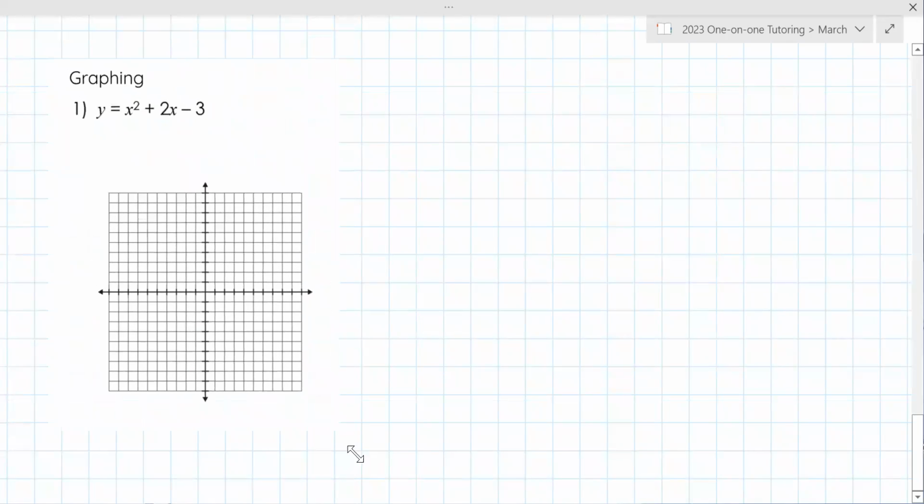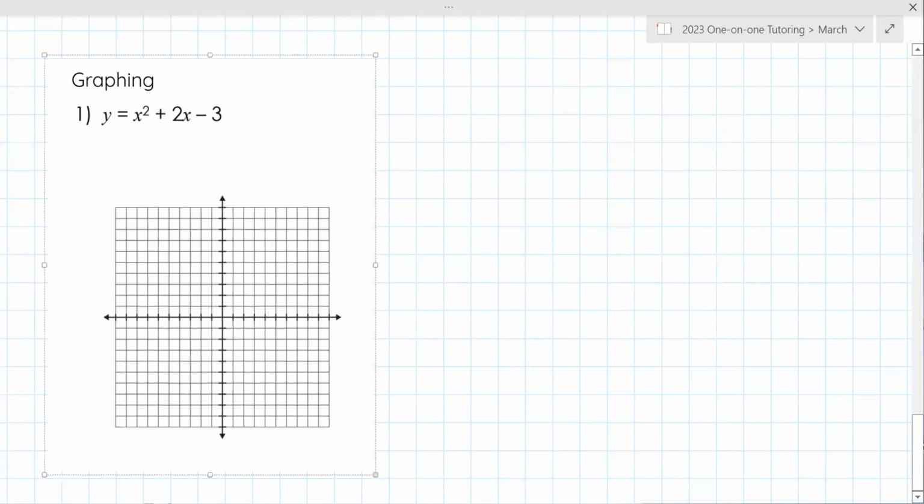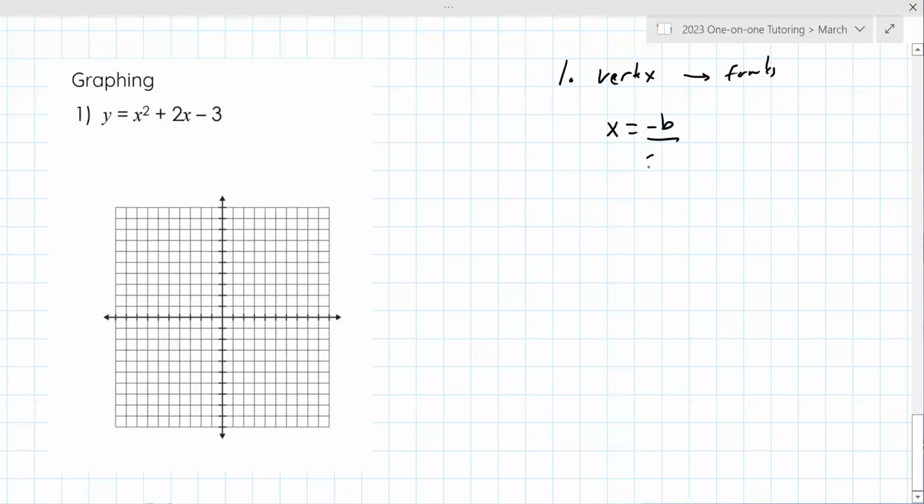There are a number of ways to graph. The main way to do it is to first determine the vertex. And the vertex comes from formulas when it's in this form. The other way is to factor, but we still would need the vertex, so we're going to do it that way. The vertex is -b over 2a.